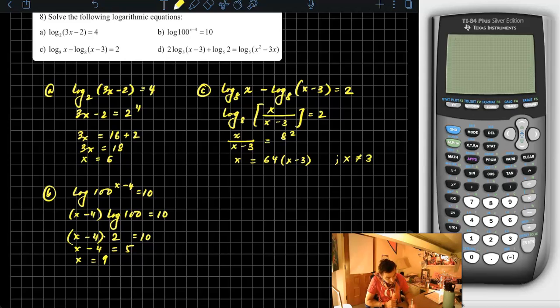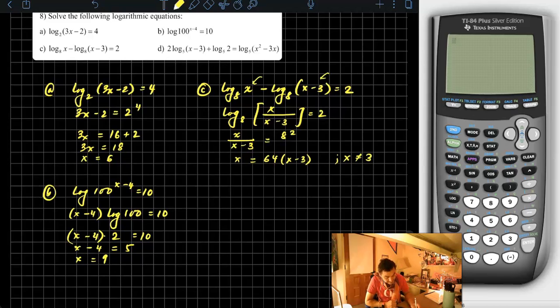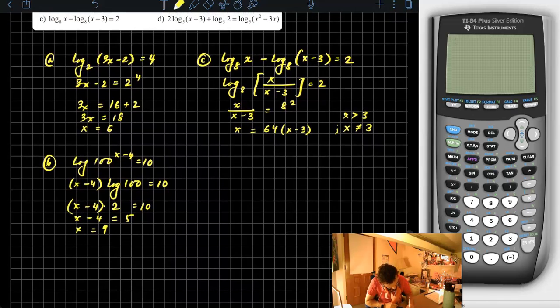And more importantly, also going up here, x has to be greater than 3 for it to have a positive value. So I could actually say x has to be greater than 3. But as we continue, let's see what we're going to get. x equals 64x minus 192, which means I get 63x equals positive 192.